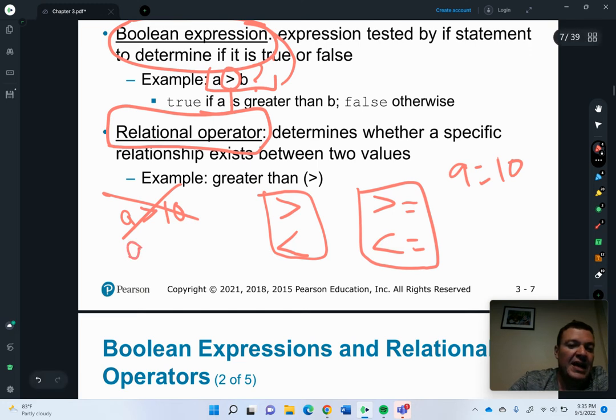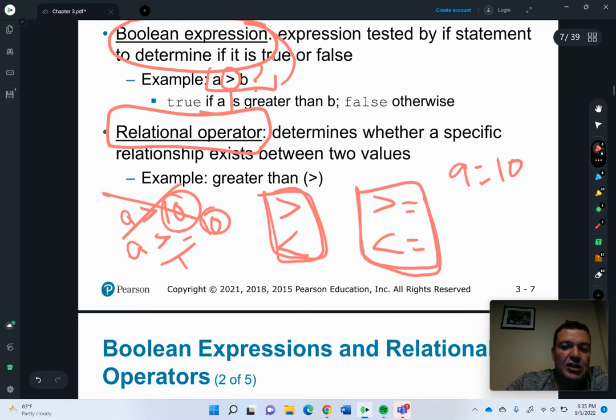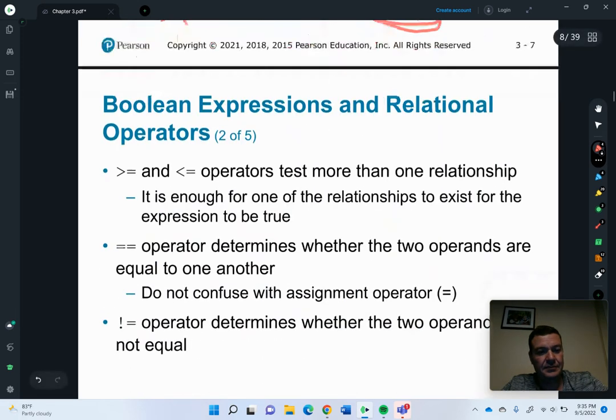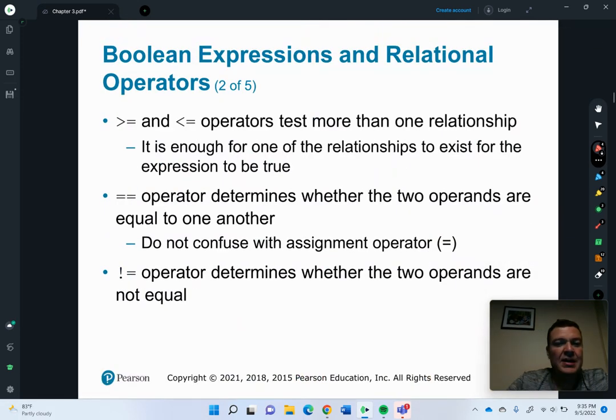If we say, is A greater than or equal to 10, then yes, this is true. So that's why this is exclusionary, because we're going to exclude the number that we're comparing. And this is inclusionary because we're going to include the number we're comparing. So it is enough for one of the relationships to exist for the expression to be true.